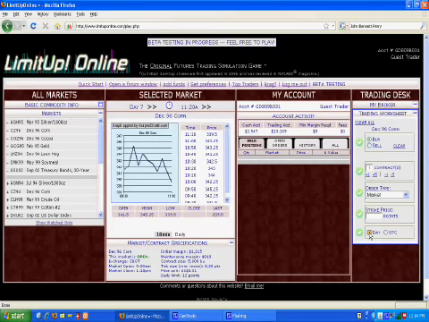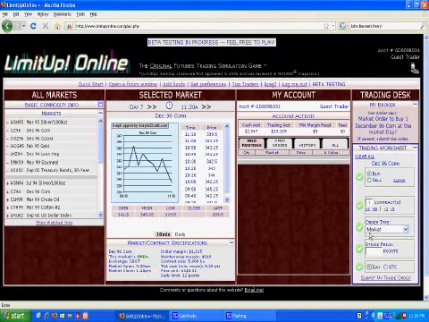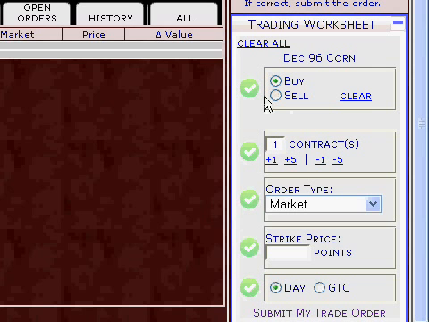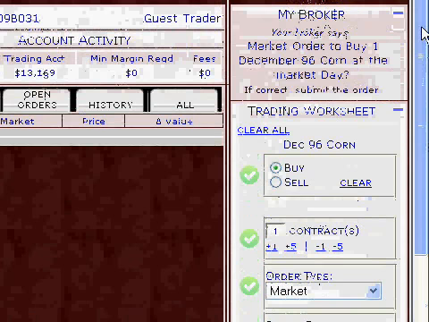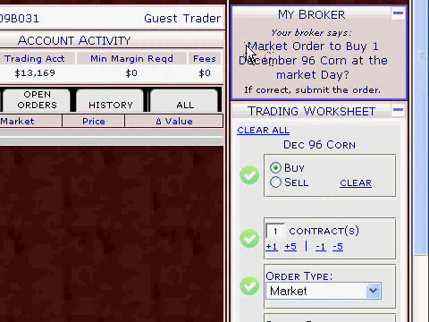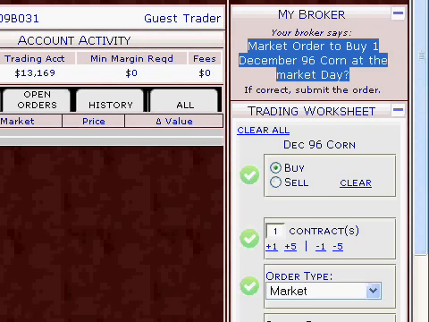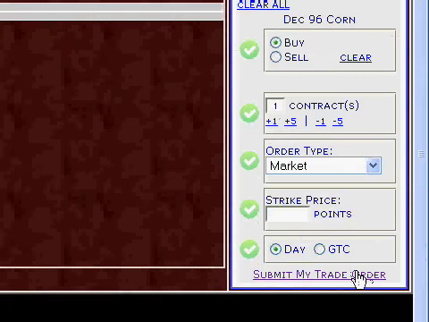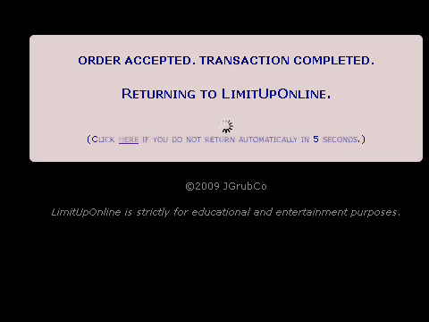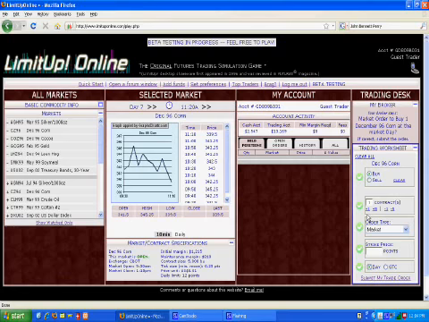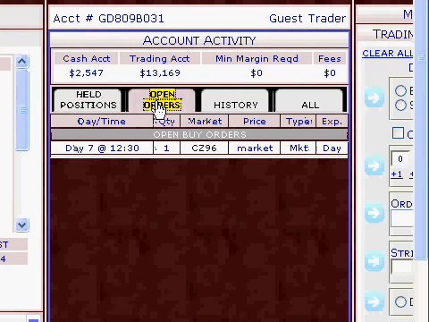I click day because I want it only if I can buy it today, so the order is good for a day. These green check marks tell me that all of my input is correct, and my virtual broker has just sent me a message with a verbal confirmation of my order. If this were a real trade, this would be exactly what you tell your broker. He or she would then repeat back to you your order to confirm it. It's all good, so let's submit the order. It appears to have been accepted, and here it is in the Open Orders panel.